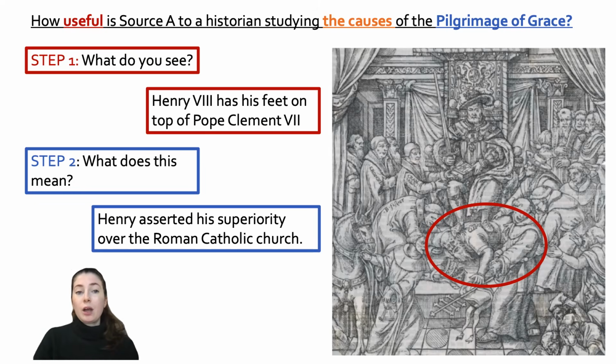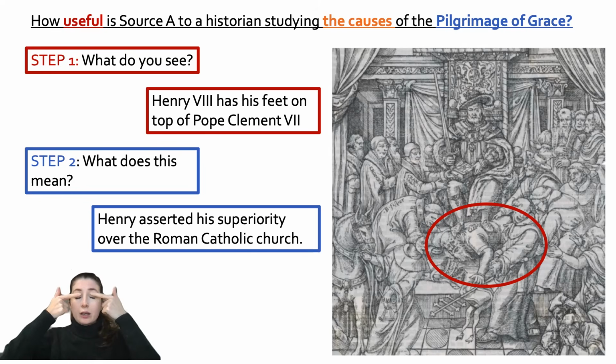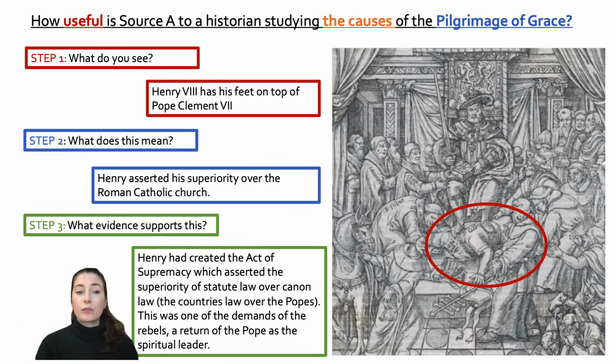Third step, now I'm going to use my brain. So I used my eyes, I inferred, and now I'm using my own brain, my revision, my knowledge to provide some evidence that would support the fact this is relevant and useful to us. The idea is that if you were an alien, somebody who had no idea about any of this, and you looked at this picture and you saw Henry with his feet on the Pope, does that help you in understanding the causes of the Pilgrimage of Grace? We're saying it does, and we're now providing the evidence to back it up.